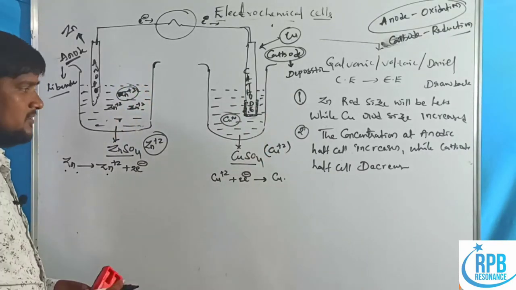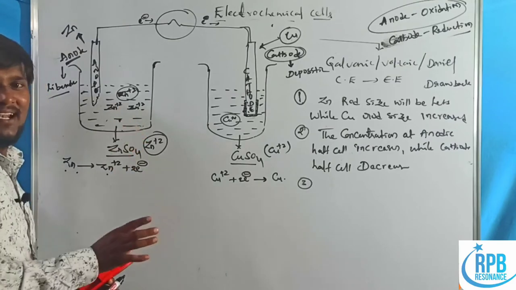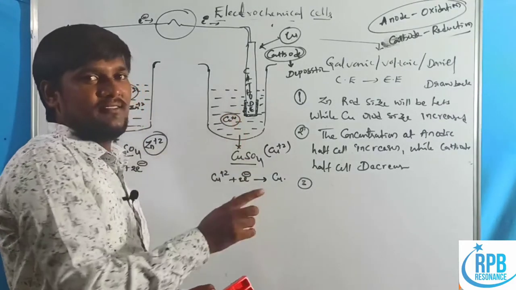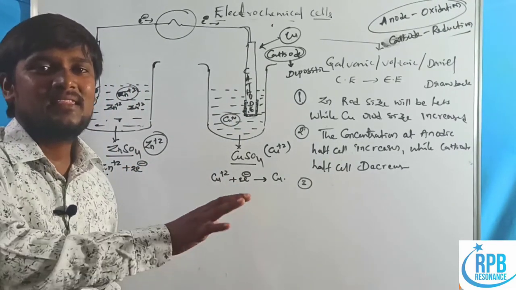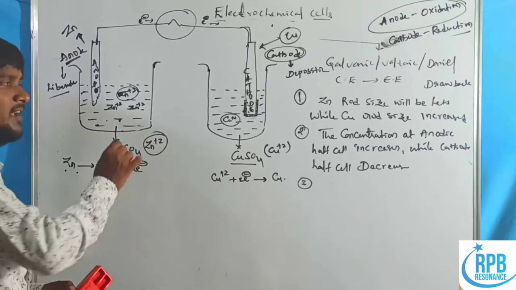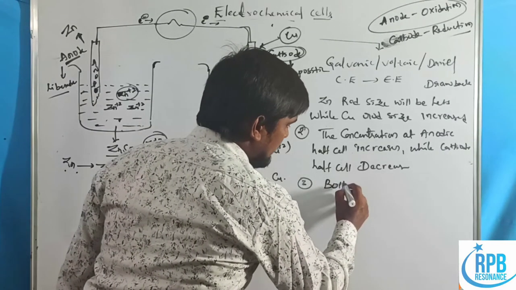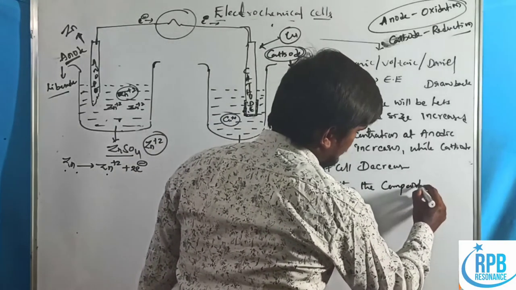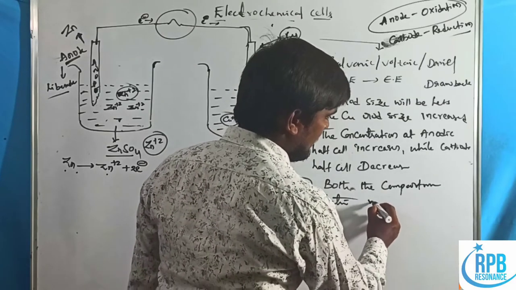Now the third observation: the electrons are lost at the zinc sulfate solution, the left hand side, and gained at the other side. Here we observed the transfer of electrons, so the remaining charge is neutralized, and both compartments are electrically neutral.